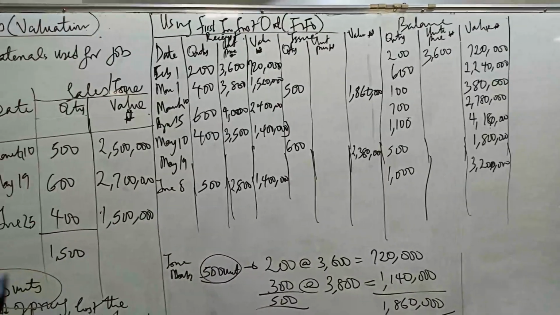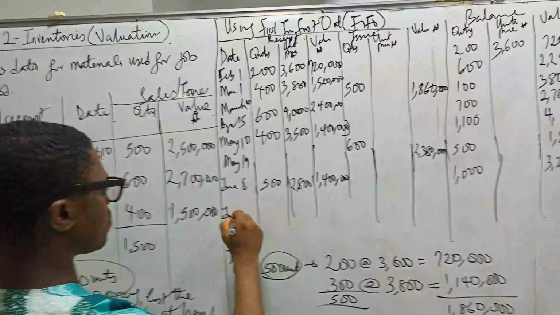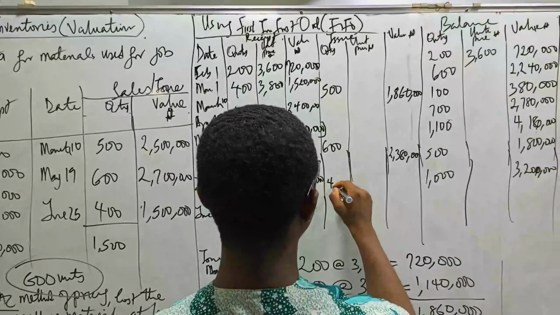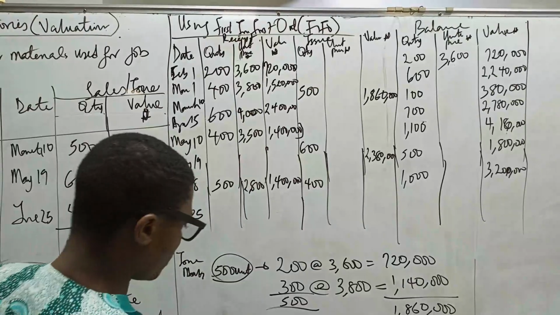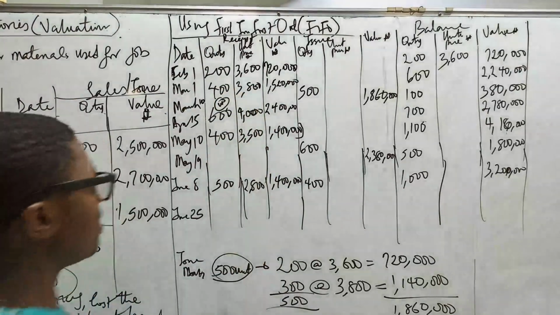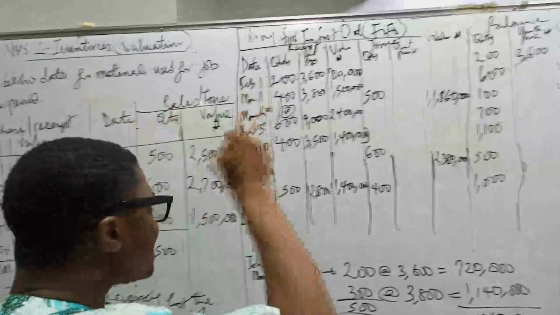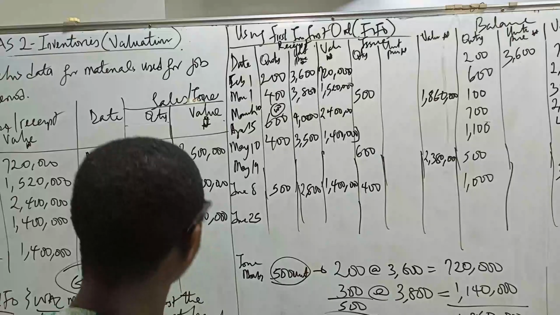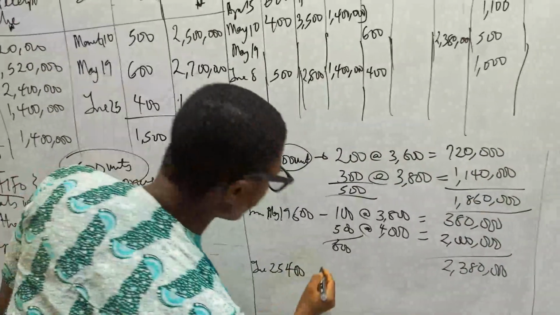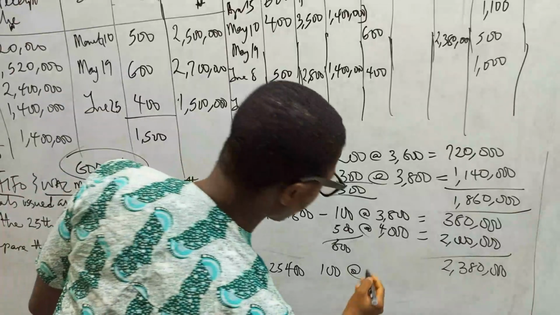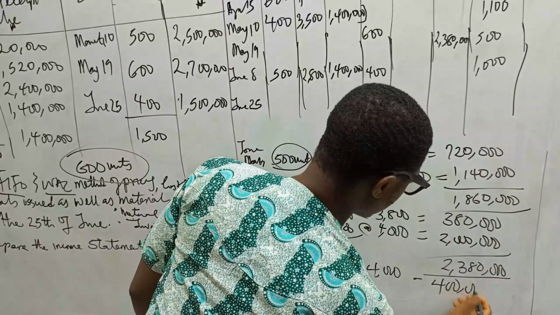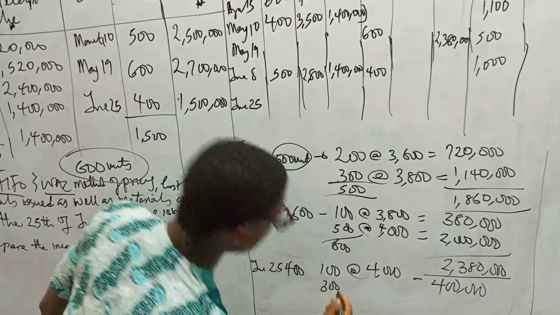Now the next issue was on the 25th of June. We issue 400 units, right? Remember that the last issue of 600, we still have 100 units remaining here. So because we have 100 units remaining there, that will be the first batch we issue from. So we go June 25. We want to issue 400 units. We have 100 units remaining there at 4,000. That will give us 400,000 naira. We have a balance of 300 units to balance this issue.